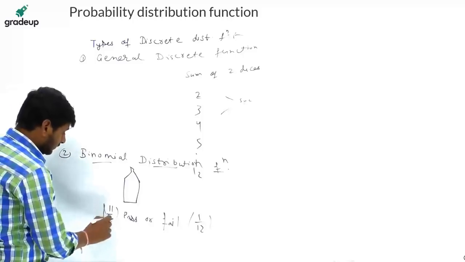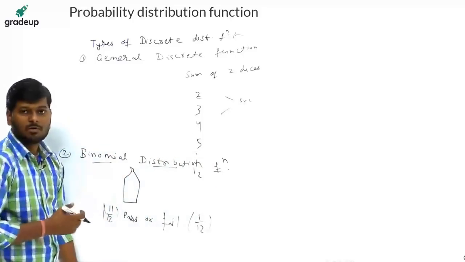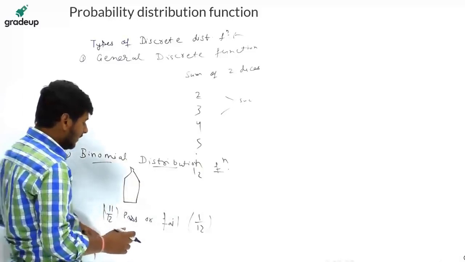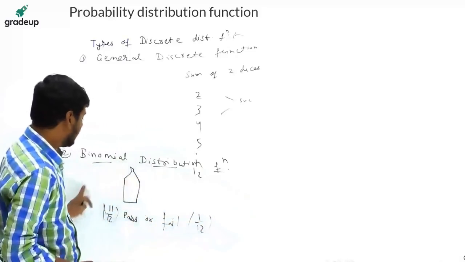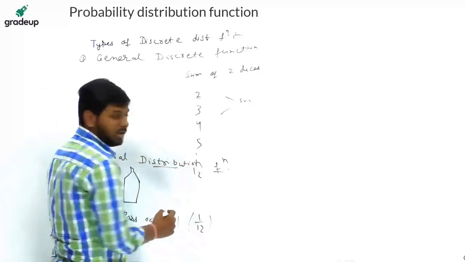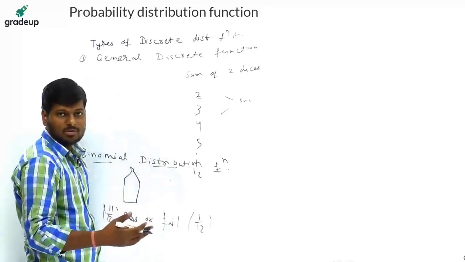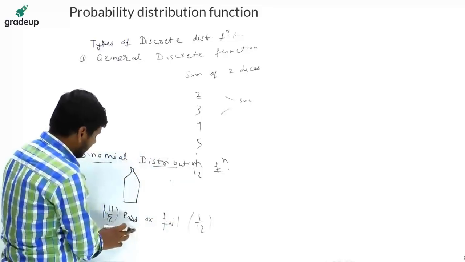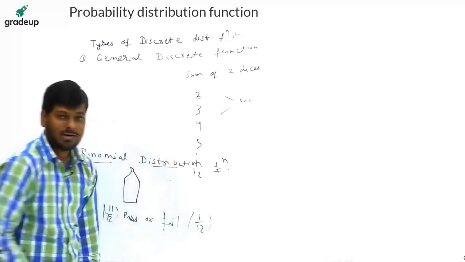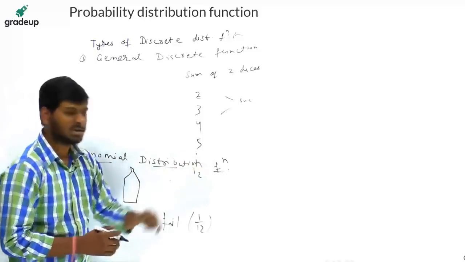Now suppose this company is producing thousands, lakhs of bottles. If we have to find the probability that 2 bottles are defective out of 10 bottles, and the probability of pass is 11 by 12 and the probability of failure is 1 by 12, then that problem can be solved with the help of the binomial distribution function.